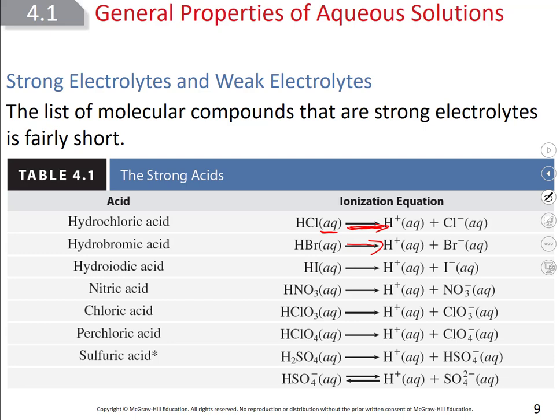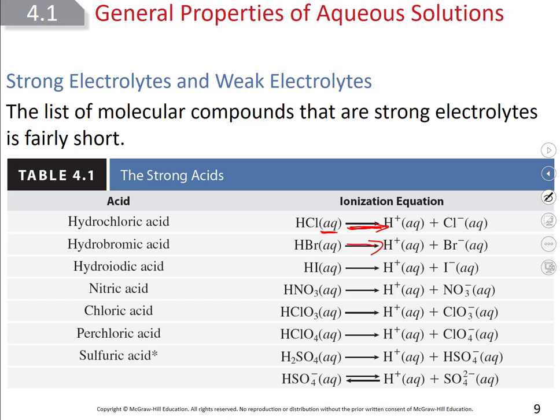Now, one of these things is not like the others. Which of these acids looks different than the other ones? The bottom one, sulfuric acid. It also has a little asterisk there, which tells you something's going on differently here. So what's different about sulfuric acid compared to all these other acids? Look at the hydrogens. What's different about its hydrogens? It has 2, right? Everything else has only got 1 hydrogen.